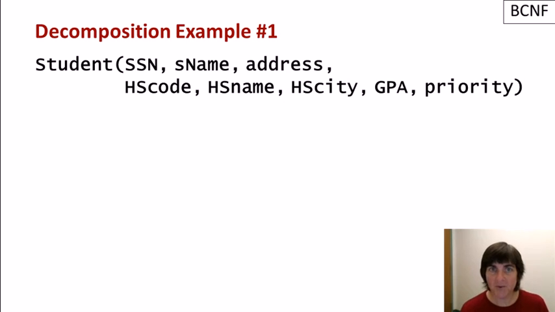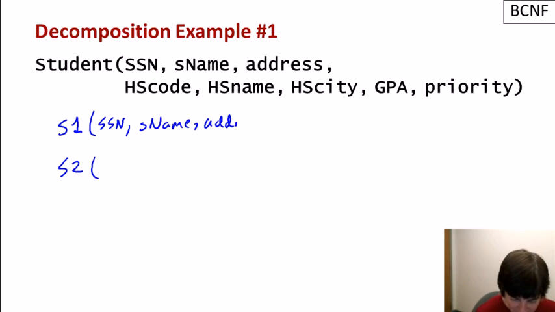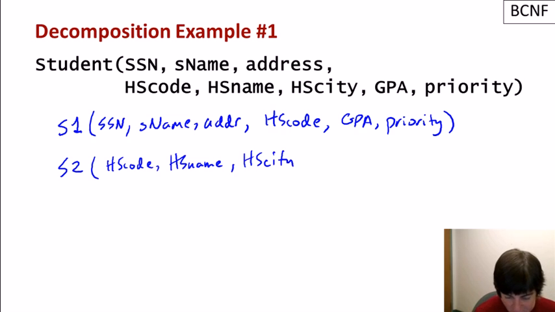So let's look at two possible decompositions of the student relation and see which ones are correct. Let's start with a decomposition where we're going to decompose Student into S1 and S2. In S1, we'll put the social security number, name, address, let me abbreviate a little bit here, the high school code, but no more high school information, the GPA, and the priority. And then in relation 2, we'll put the high school code, the high school name and the high school city.